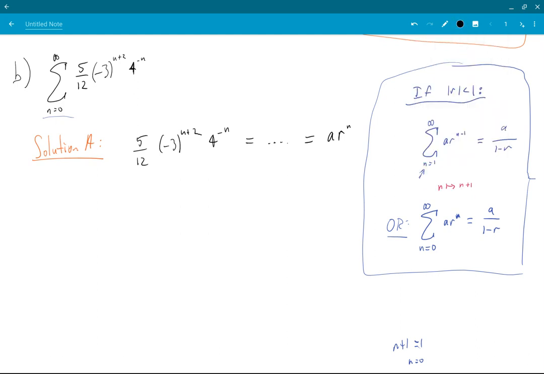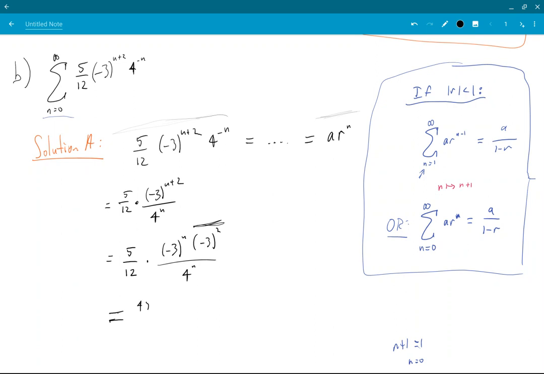Okay, back to my solution A. I'm taking this summand, and I want to manipulate it to look like a times r to the n. So 5 over 12 up front. I'm going to form a fraction, minus 3 to the n plus 2 over 4 to the n. I want just n to be the power. So I'll go minus 3 to the n times minus 3 squared there, and just 4 to the n underneath. So in the numerator, I have 9 times 5 is 45, over 12 times minus 3 over 4 to the n.